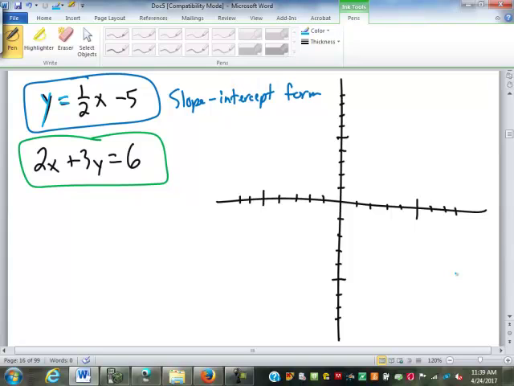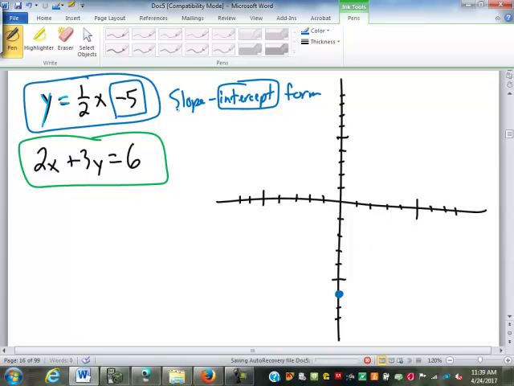So that's that slope-intercept form. And when it's in that form, we can read the slope and the y-intercept right out of the equation. Of course, the first thing is that y-intercept. That's the number that is added or subtracted. In this case, it's minus 5. So we would start at negative 5 on the y-axis. That's what's called a y-intercept. It intercepts or intersects the y-axis at negative 5.